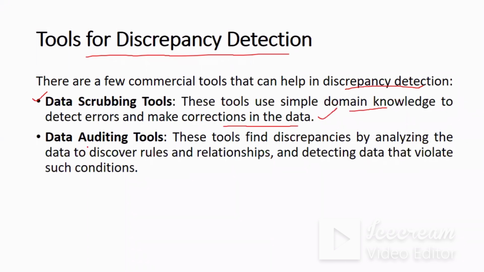Next comes the data auditing tools. These tools find discrepancies by analyzing the data to discover rules and relationships and detecting data that violate such conditions. They are going to formulate some rules depending on the analysis that they do on the data, and depending on that, they are going to check if any data violations are being done, and then they are going to handle them. These are the two tools that we have for handling discrepancy detection of the data.